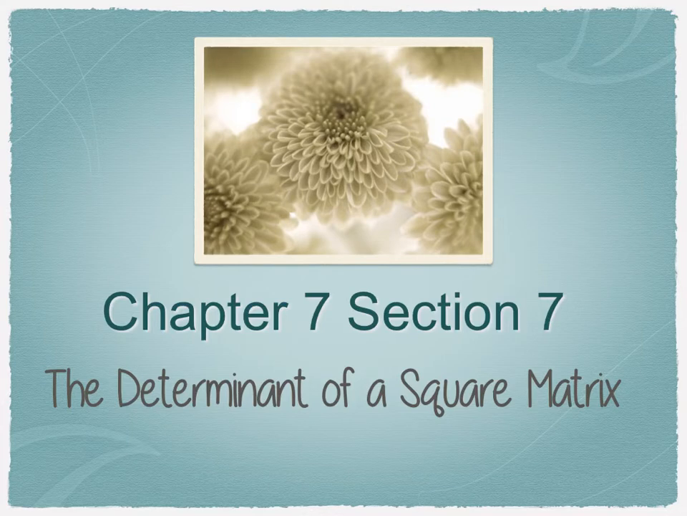All right, 7-7 is called the determinant of a square matrix. Yesterday I told you that it was called the determinant, right? Today we're going to talk about how to find it on a 2x2 and a 3x3. You can actually use determinants to solve systems of equations, which we're going to get to in the last section of the chapter, 7-8. But for right now, we're just going to learn how to find them, okay?